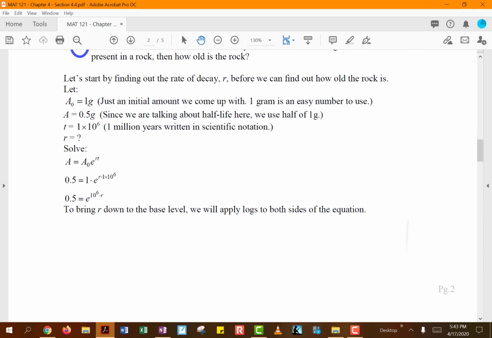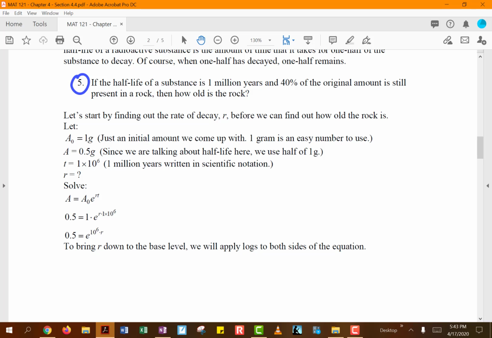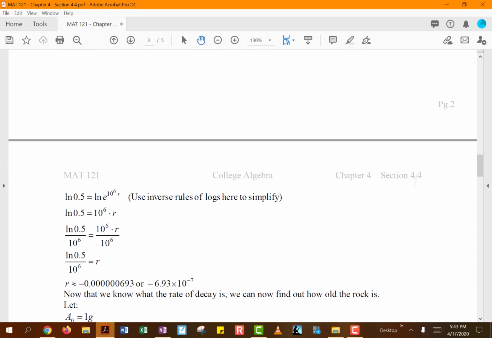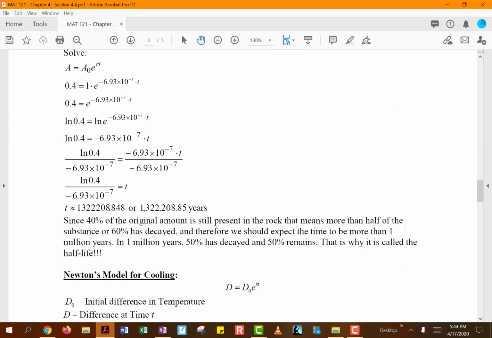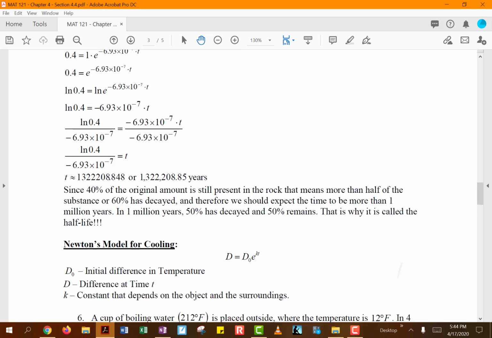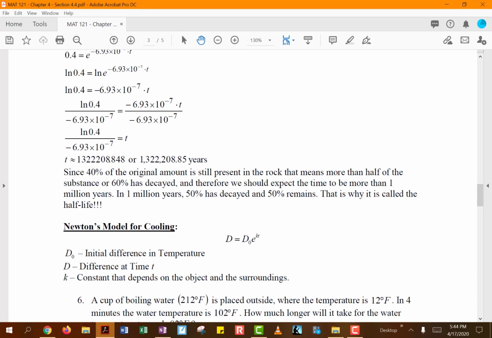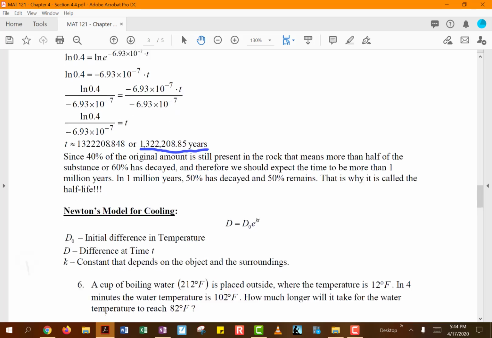So you can kind of look through this example. So this is where your solution starts for this, and you can kind of walk through the steps and see how we came up with the answer. And you can see this is a pretty involved process, and right here, as I was telling you, it's going to be more than 1 million years because you have lost 60% of the substance, right? That has decayed, which means it has been more than 1 million years.